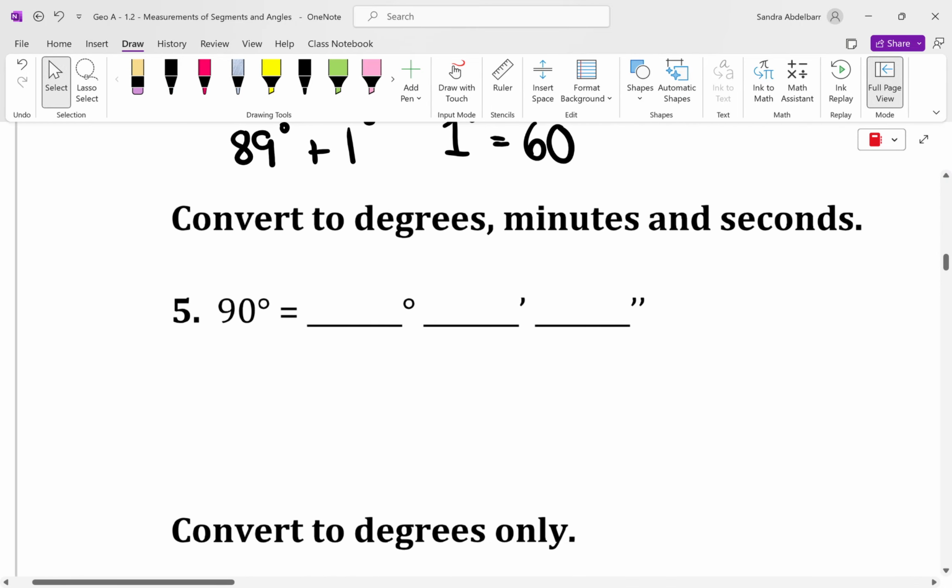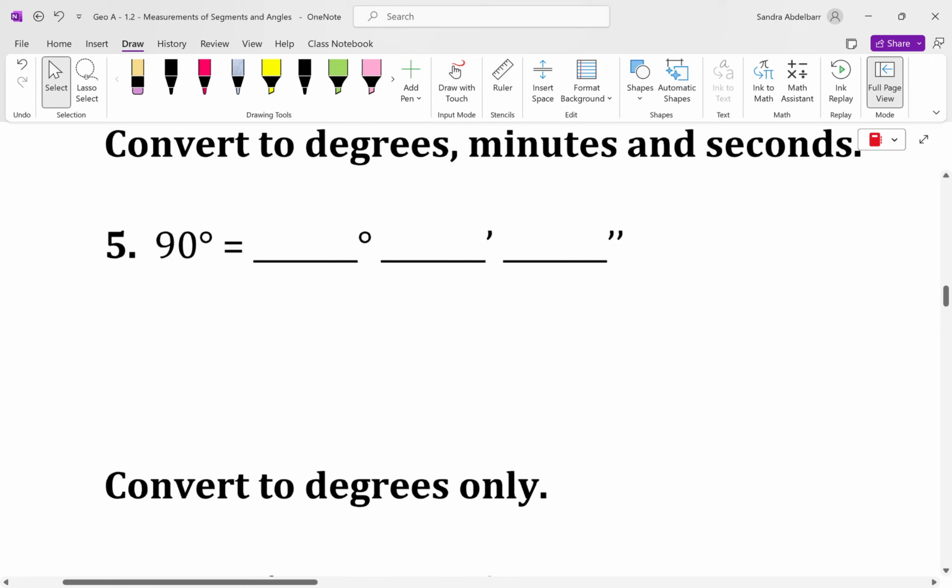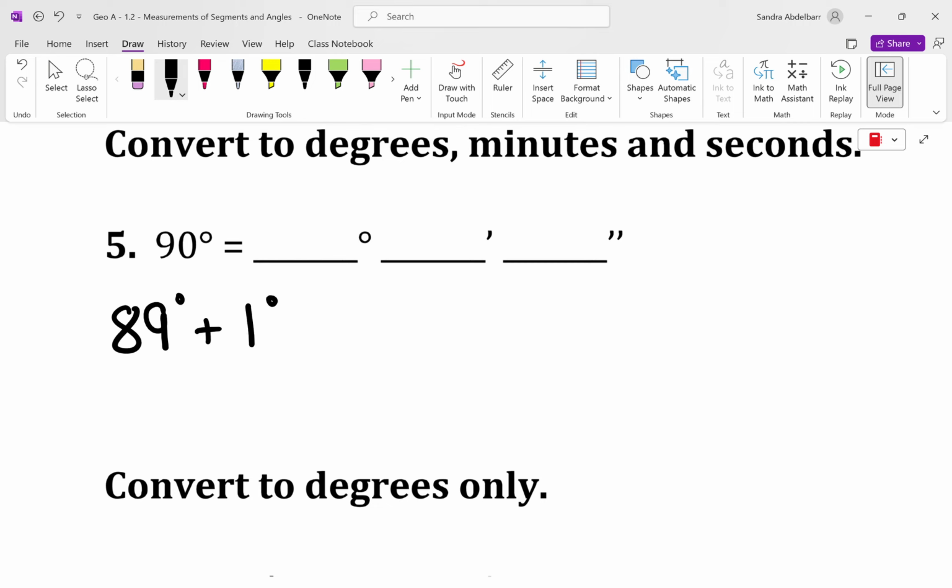Okay. So now what we're going to do is convert into degrees, minutes, and seconds. We're going to follow that same process. Normally we would take the fractional part and change it, but there is no fractional part here. So we're going to take that 90 and split it into 89 degrees plus 1 degree. So the 89 stays as my degrees. I'm going to change that 1 degree into 60 minutes.